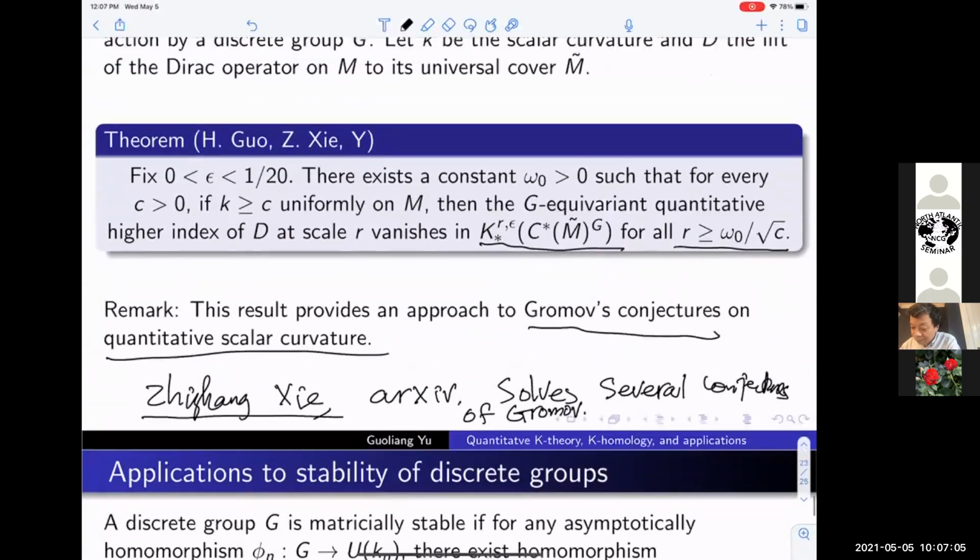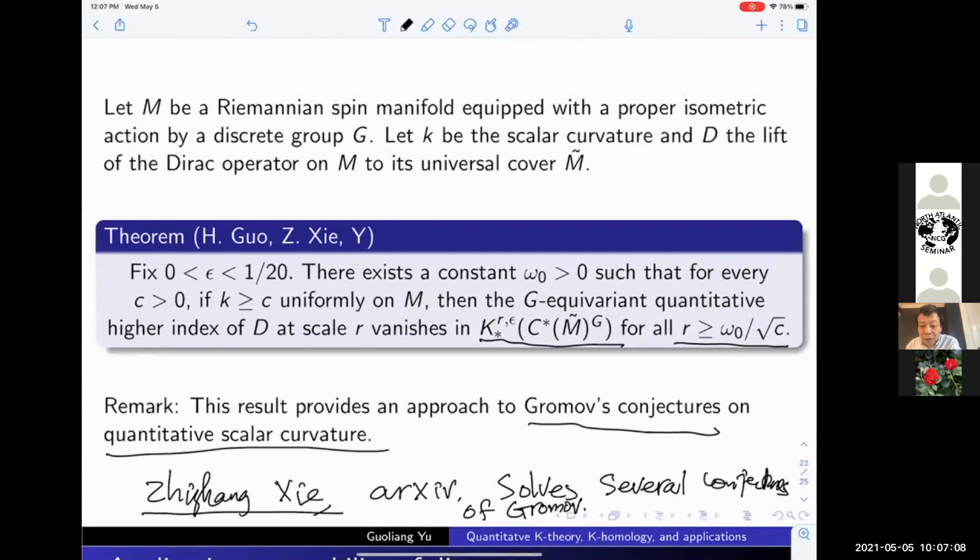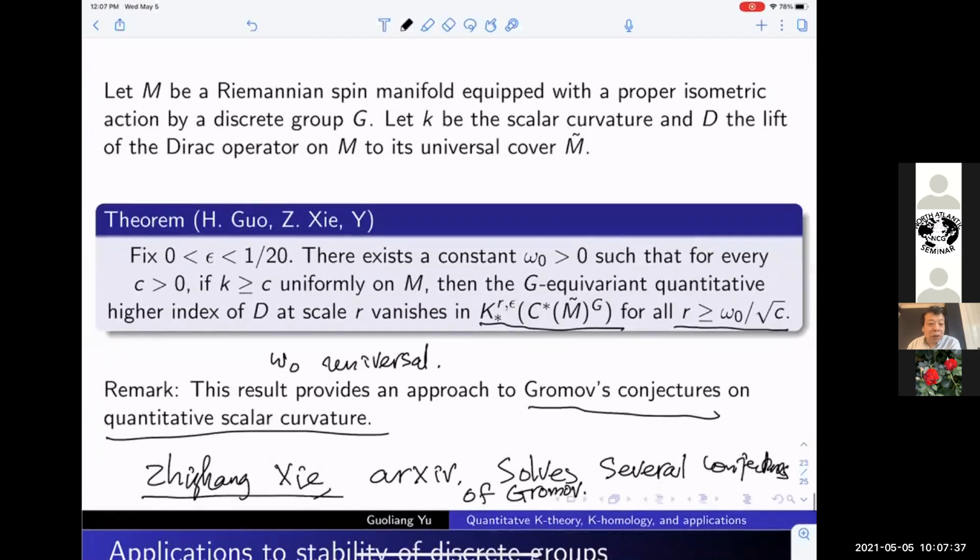Excuse me, may I ask a question? So the constant depends on the choice of what? Of M, of the Riemannian structure, of the spin structure? The constant is independent. I should say this omega 0 is universal. For a given dimension, maybe it depends on the dimension, but it's universal. It does not depend on the manifold or anything. Okay, thank you.